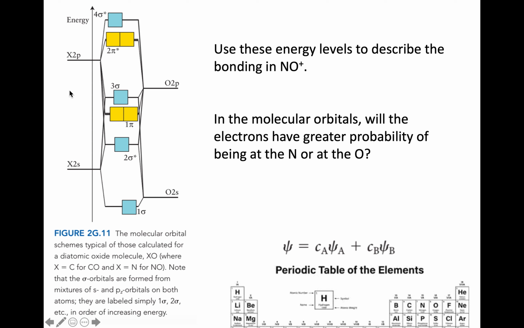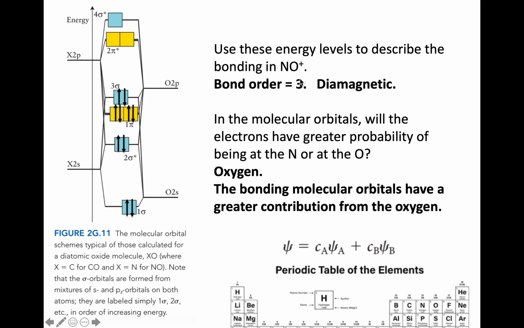If we were to take those resulting energy levels and populate them, our task there is the same as what we've done before. We could consider the number of valence electrons for something like an NO cation, populate those, determine aspects of the bond order, consider the magnetism, and we could extend it a little bit here and ask, well, will the electrons have greater probability of being at the nitrogen or at the oxygen? So first task there, let's fill them up.